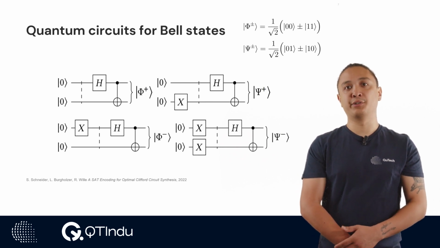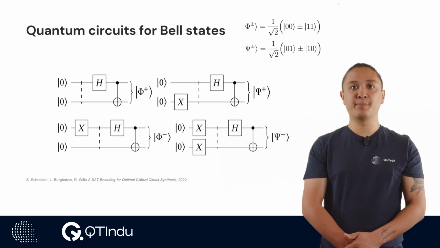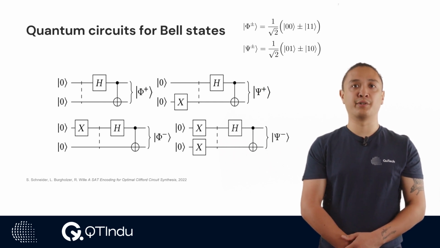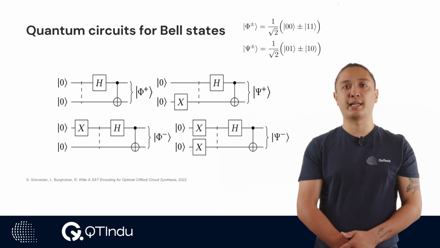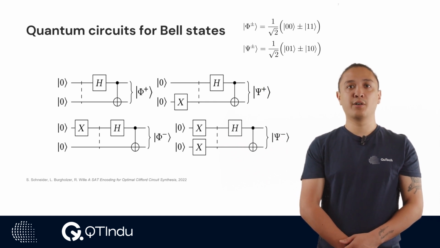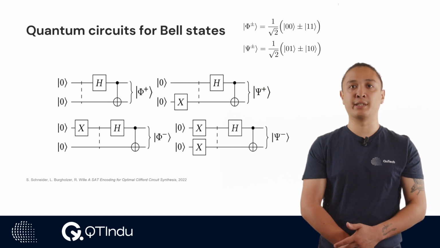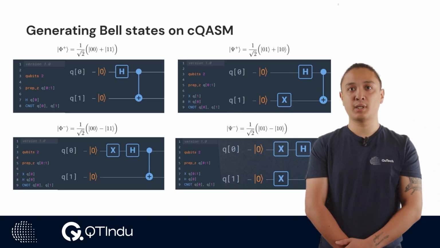For example, to generate the phi plus state, we simply perform a Hadamard on the first qubit, followed by a CNOT with the first qubit as the control and the second qubit as the target. For the other Bell states, we provide a different initial state using the different combination of X gates.